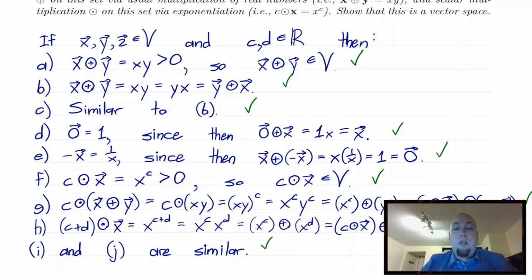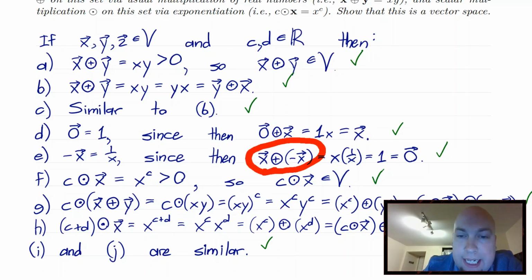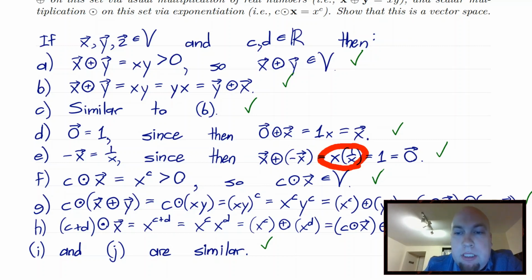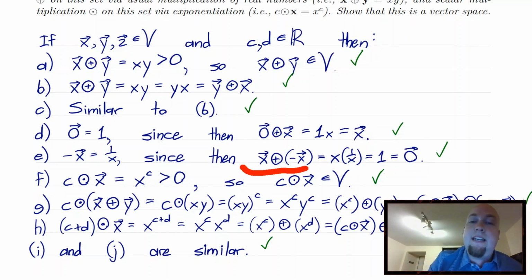Why does this work? If I do x vector addition minus x, what do I get? Well, vector addition is just real number multiplication. So x plus minus x is x times 1 over x. Okay, multiply those together, great. I get the number 1, which is the 0 vector. So that all works out. If I take a number and add it to its negative, I get the 0 vector, which is what I wanted. That's what a negative needs to do.